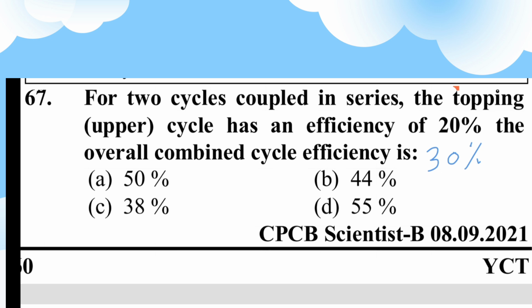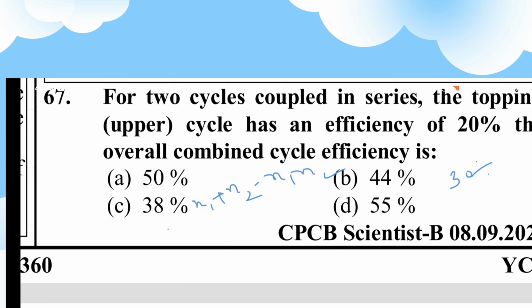Okay, then overall efficiency is N1 plus N2 minus N1 N2. N1 is 20%, 0.2, plus 0.3 minus 0.06. Okay, then 0.44. So 44%. Option B is the right.